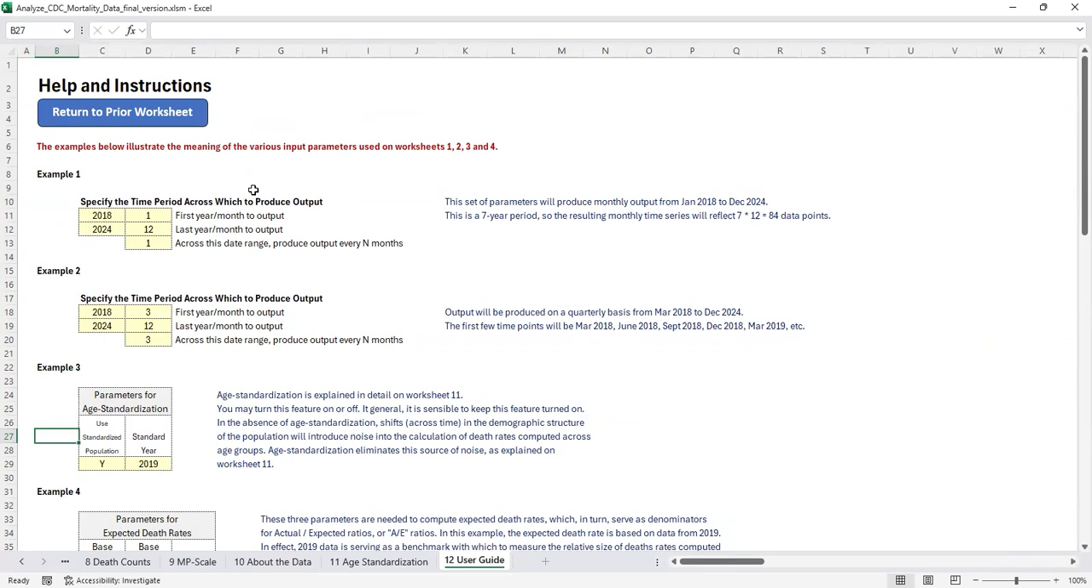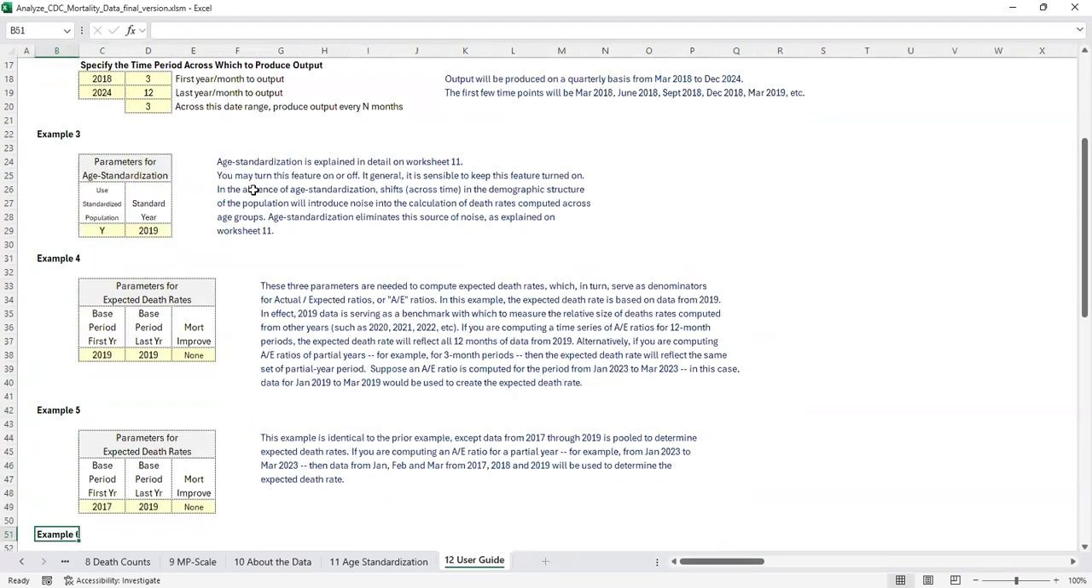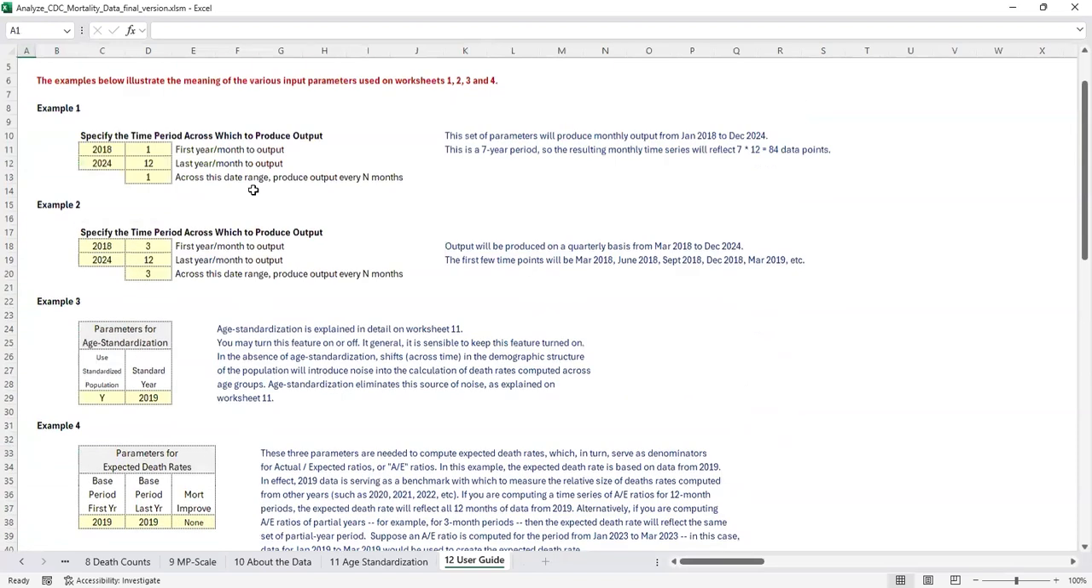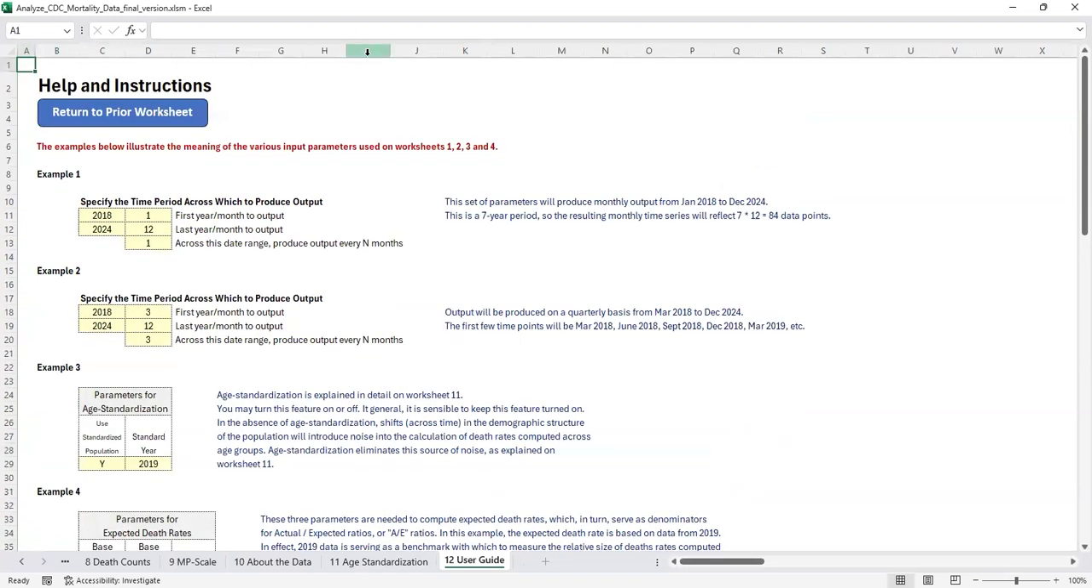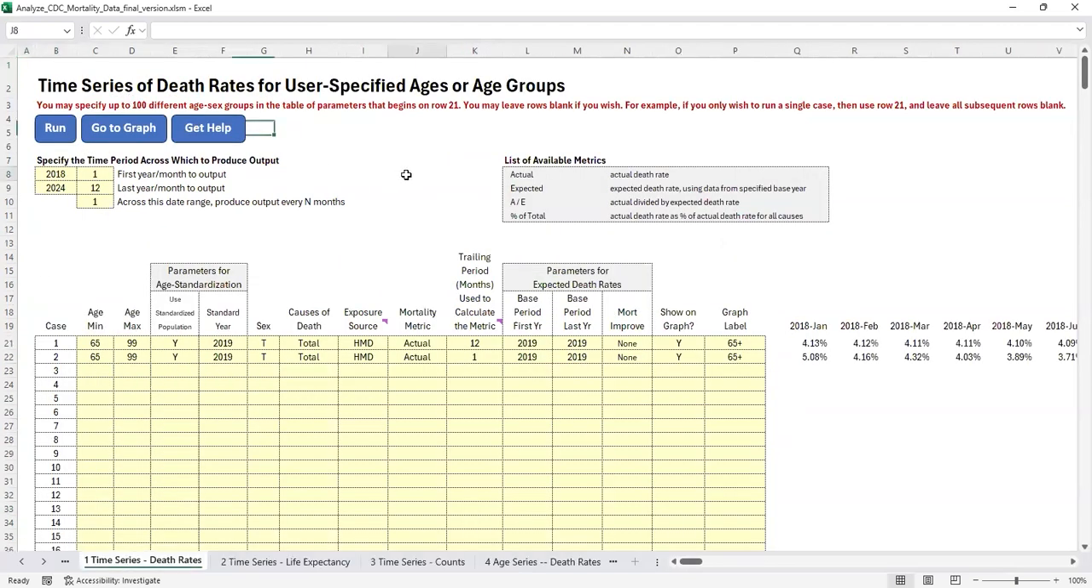I'd suggest starting here when you first open the workbook and take a look at each of these examples. I think they'll answer most of your questions regarding how to operate the workbook. Let's go back to worksheet number 1 and let's generate some output. So let's look at output from January 2018 through December of 2024.